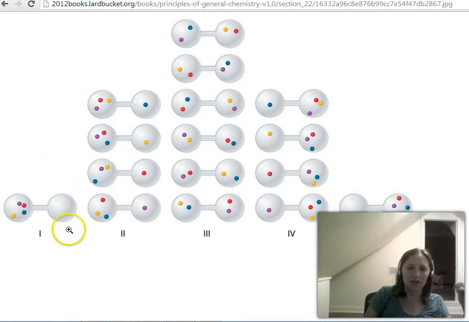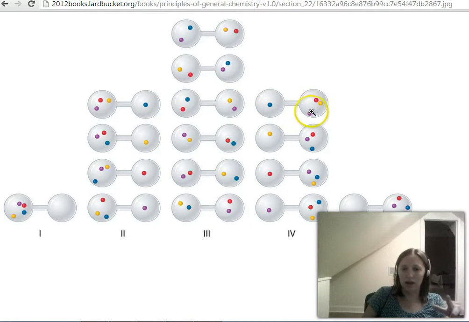There is one microstate in which all four particles are in the left bulb. You can have several options where you've got three particles in the left bulb and one particle in the right bulb, which is basically the blue, the yellow, the red, and the purple. One of those could be in the right bulb. So you've got one possibility for everybody on the left, and four possibilities for three on the left and one on the right. When you get to two on the left and two on the right, you end up with six possibilities, which are the six different pairs of colors that you can have.